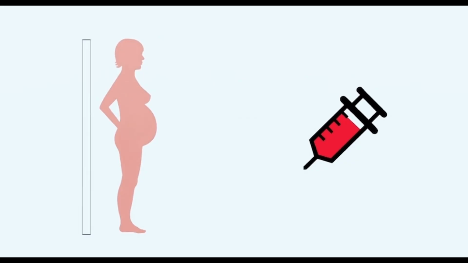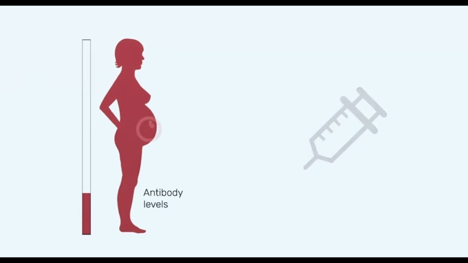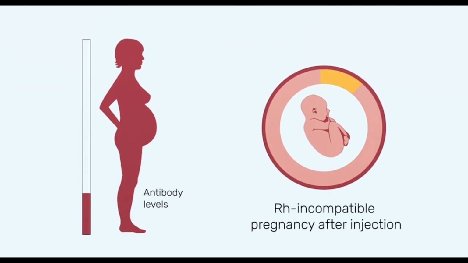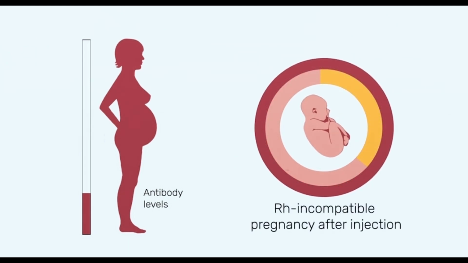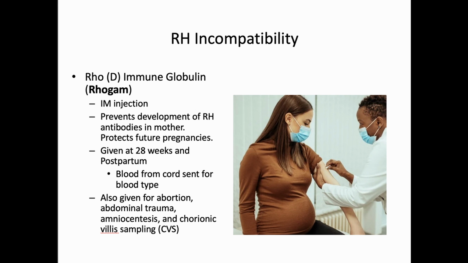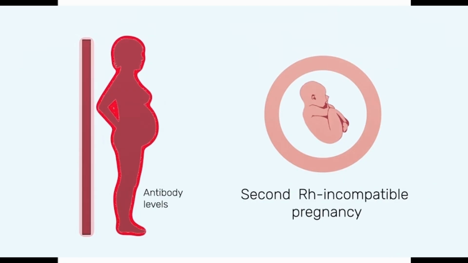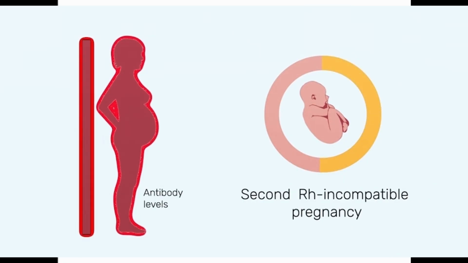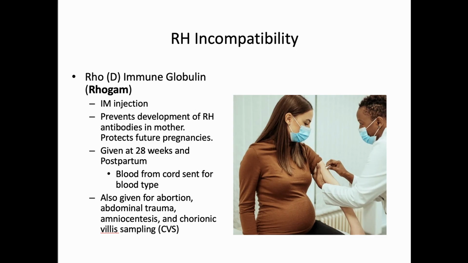Luckily, we have our RhoGAM, right? So that's our IM injection. That's going to prevent those antibodies from developing. If the patient has had a normal pregnancy, has not had an amniocentesis or CVS or anything that could have caused bleeding, we're giving that to the patient at 28 weeks, and then we give it again postpartum. What happens is once the mom has those antibodies in her blood, it would attack the next pregnancy, right? So you're almost doing it to protect the next one. So we're giving that at 28 weeks and postpartum.